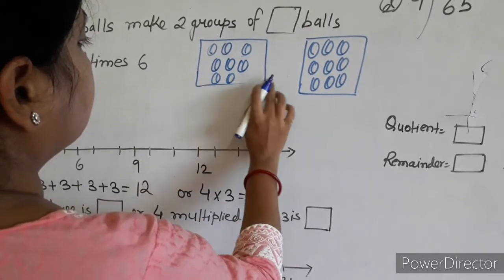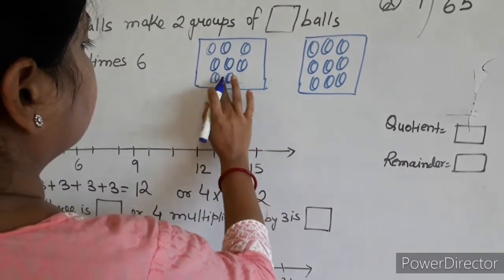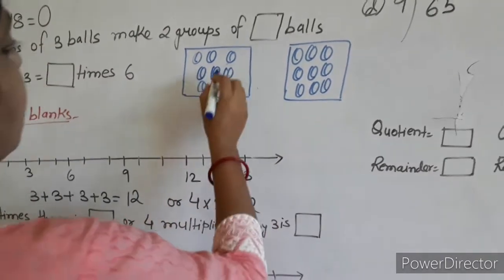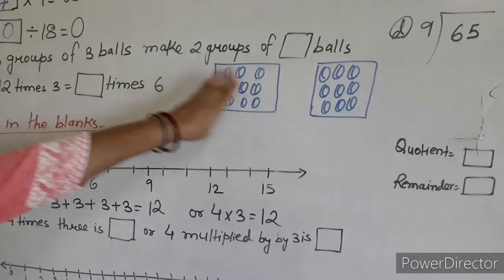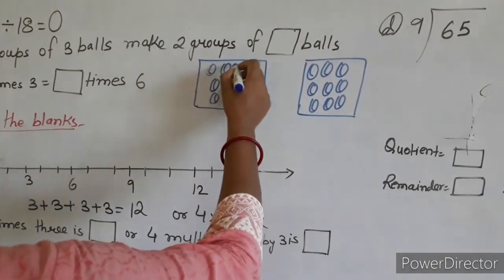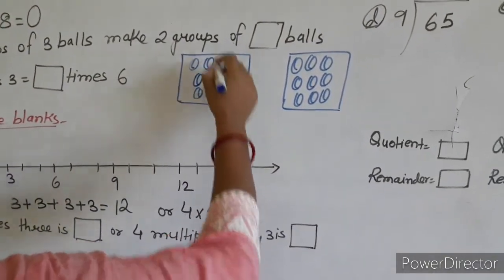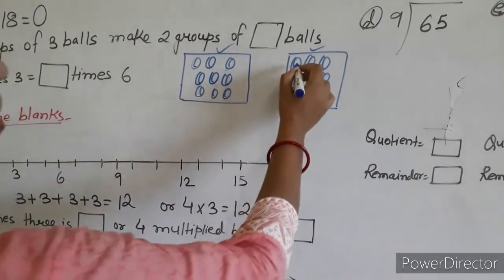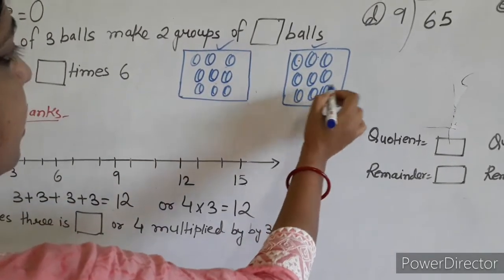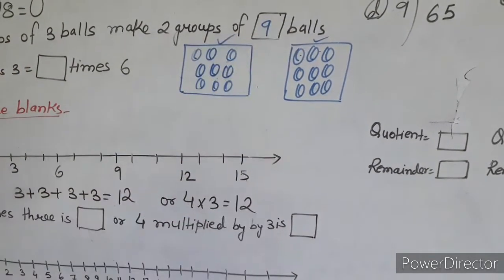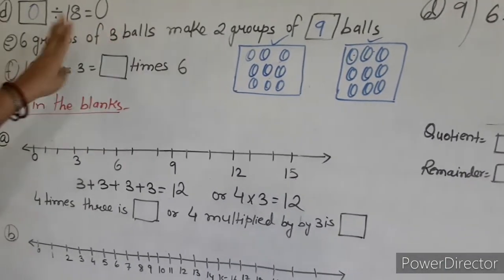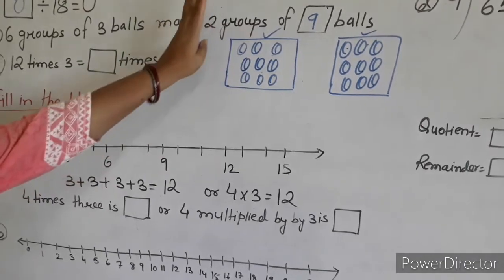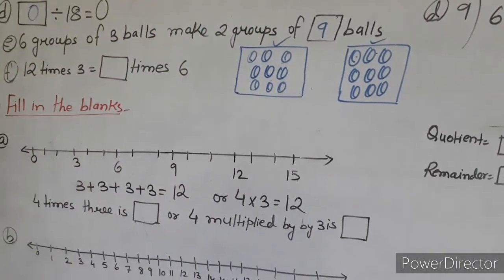So there are two groups, and in each group 1, 2, 3, 4, 5, 6, 7, 8, 9, 9 balls are there. To show the total number of balls: 9, 10, 11, 12, 13, 14, 15, 16, 17, 18. So you can write here 18. So 6 groups of 3 balls is 18, and it makes 2 groups of 9 balls. It will also be 18. So you can do like this.